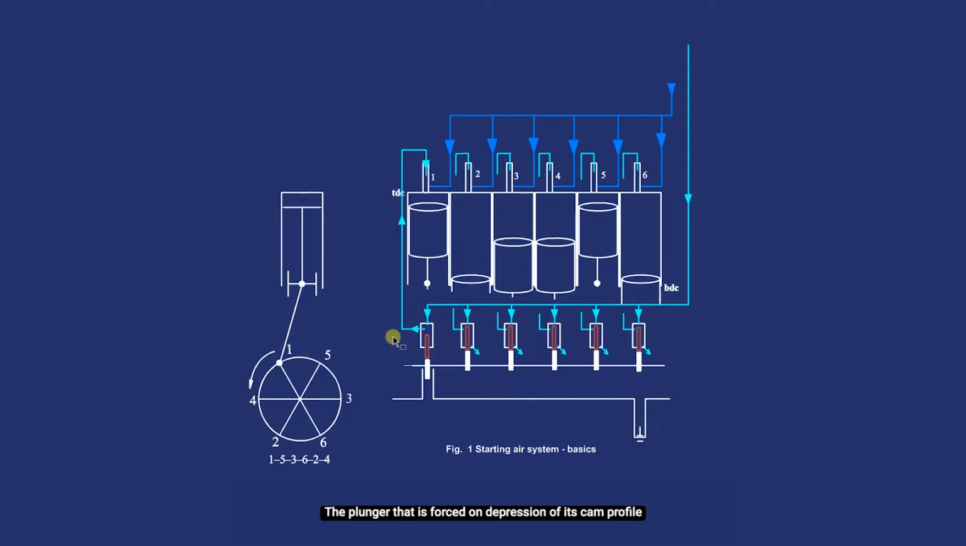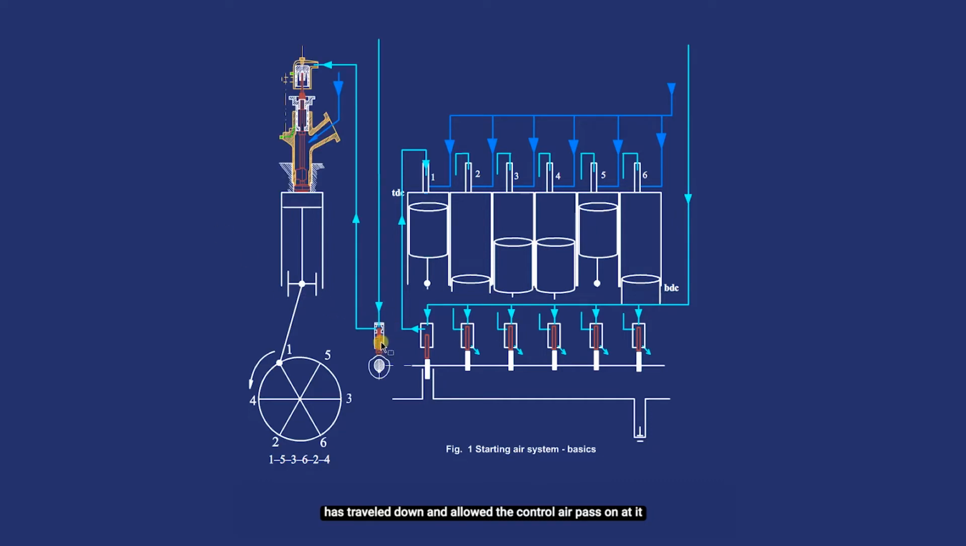The plunger that is forced down on the depression of its cam profile has traveled down and allowed the control air to pass on at its starting control valve and pressurize the control line leading to its cylinder starting air valve for it to open. Cams of other plungers will however keep plungers from moving further down and keep lines leading to respective cylinder starting air valves vented to atmosphere.